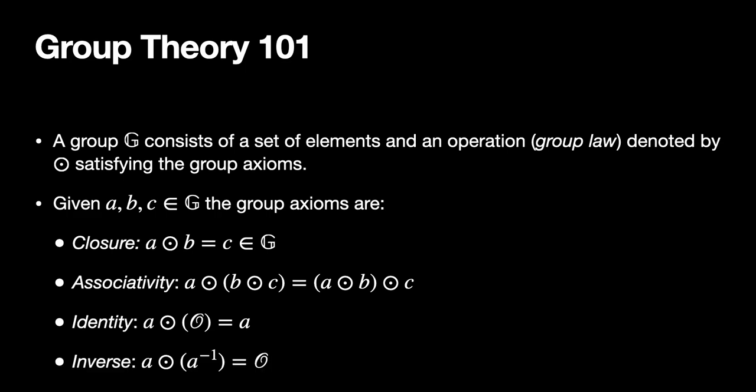And finally, inverses. There needs to exist an inverse for every group element. So for every element A in the group, there needs to exist another element, A inverse, that when the group law is applied produces the identity element. So why is any of this relevant? So we are going to define a group over the points on an elliptic curve such that the discrete log problem is hard in that group.